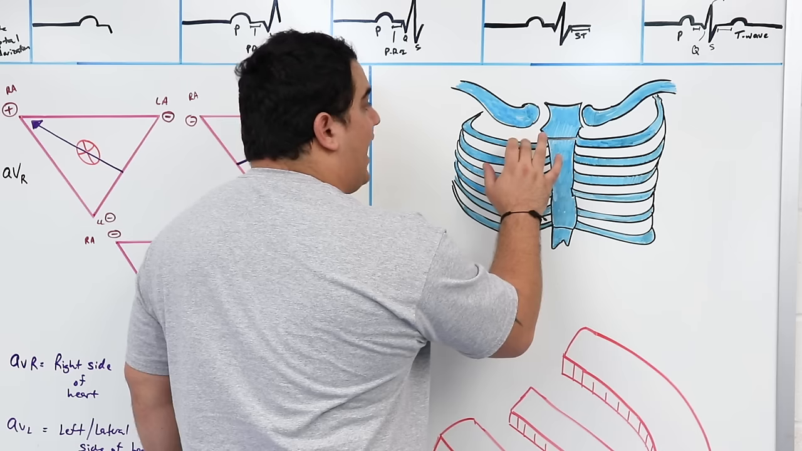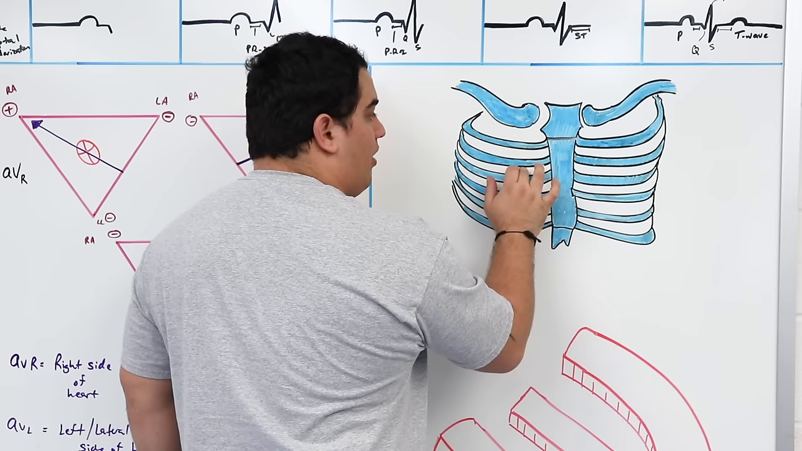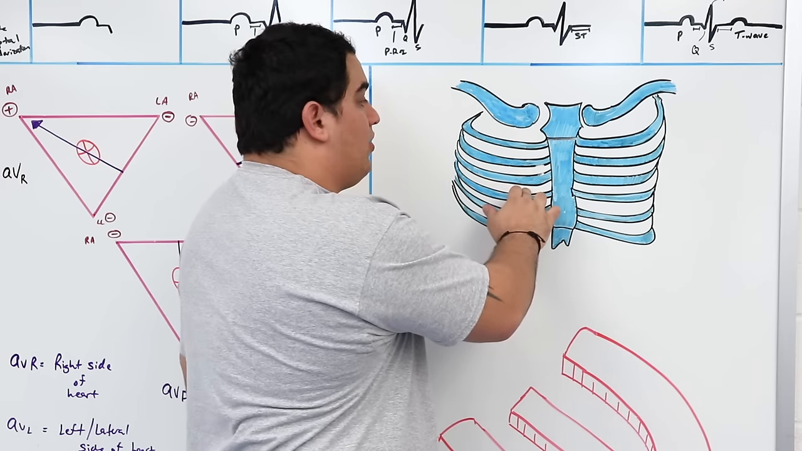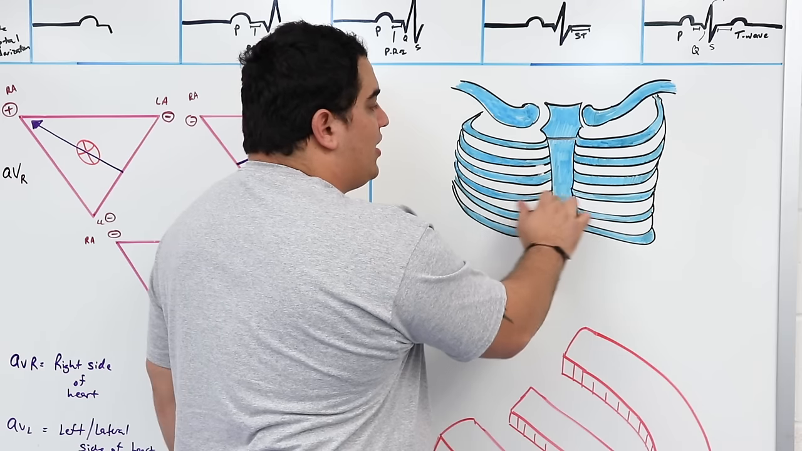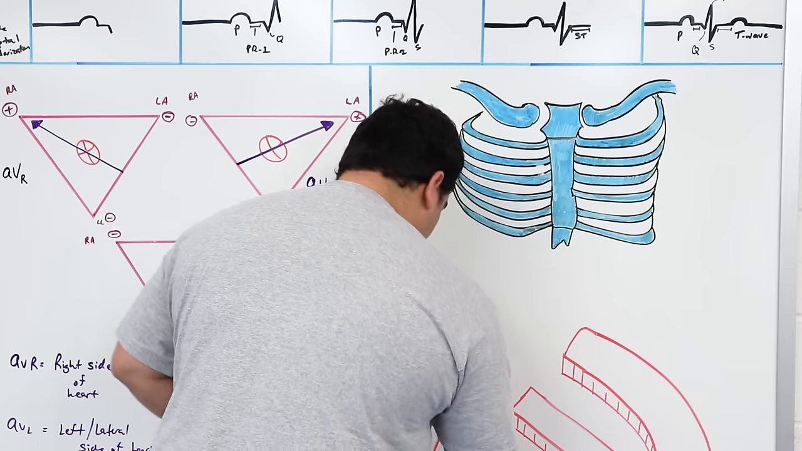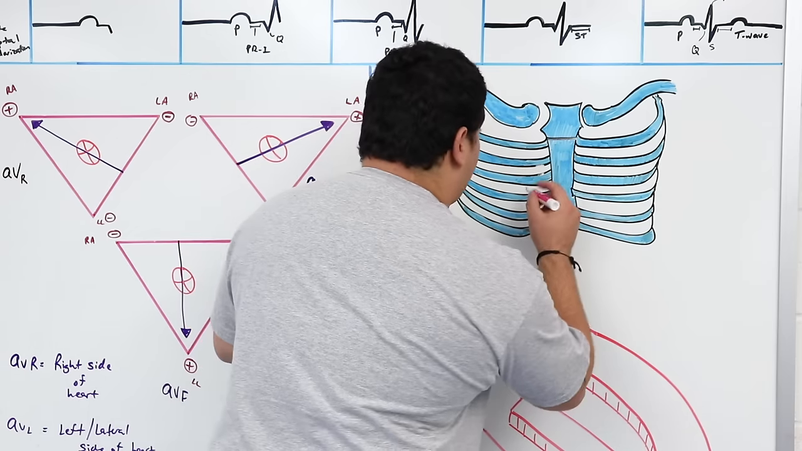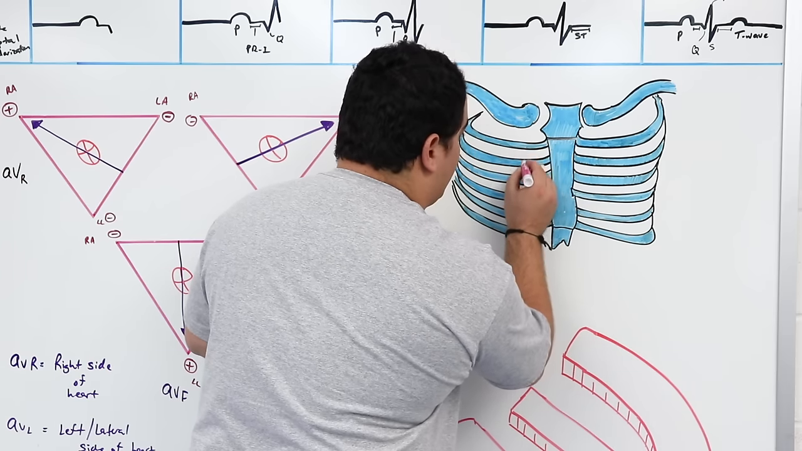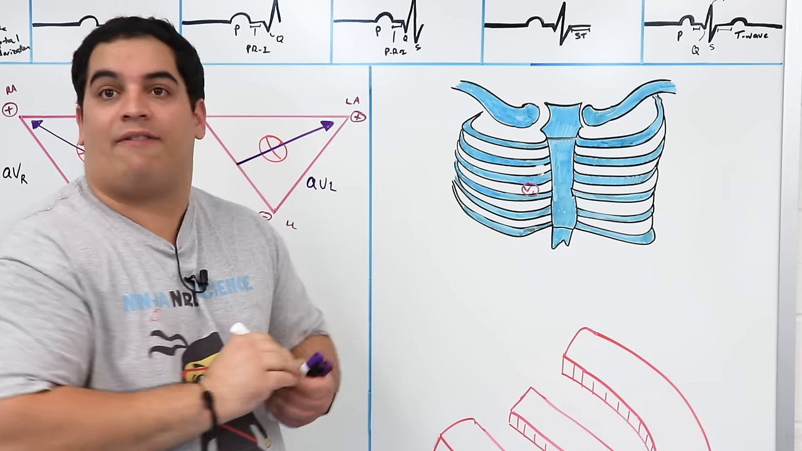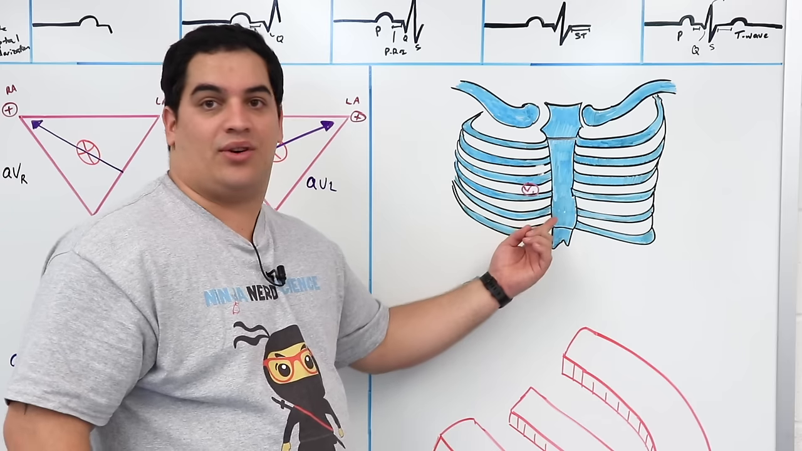And then you're going to count down: second rib, second intercostal space, third rib, third intercostal space, fourth rib, fourth intercostal space. That's where we want to go first. So right fourth intercostal space, just on the right side of the sternum, we're going to put our first chest lead there. So again, second, third, fourth, we're going to put V1. That's going to be our first chest lead. It's going to be right fourth intercostal space on the parasternal side.